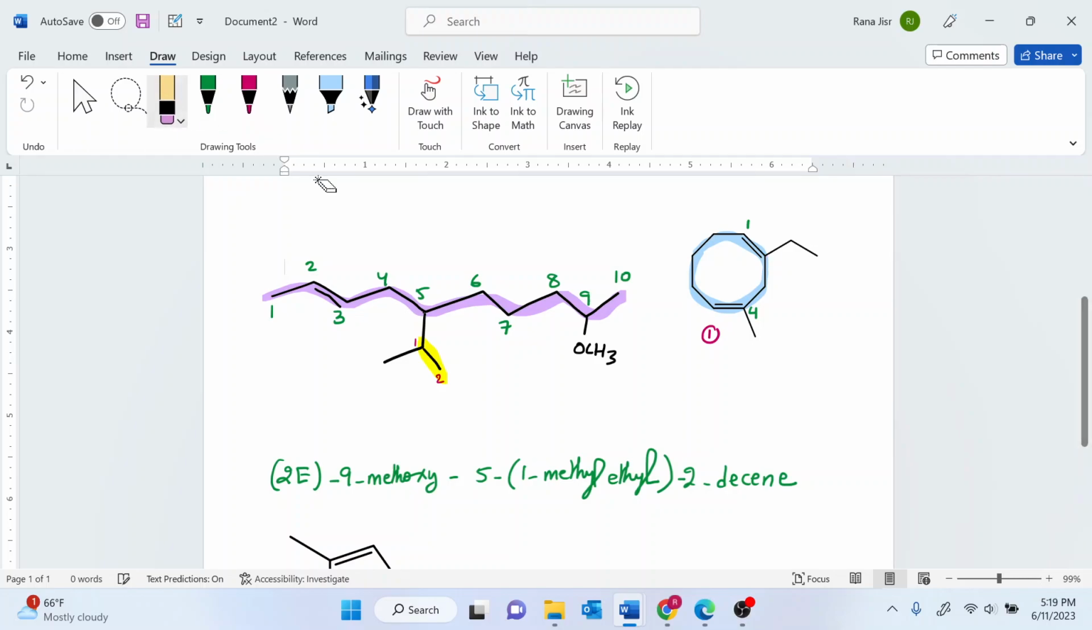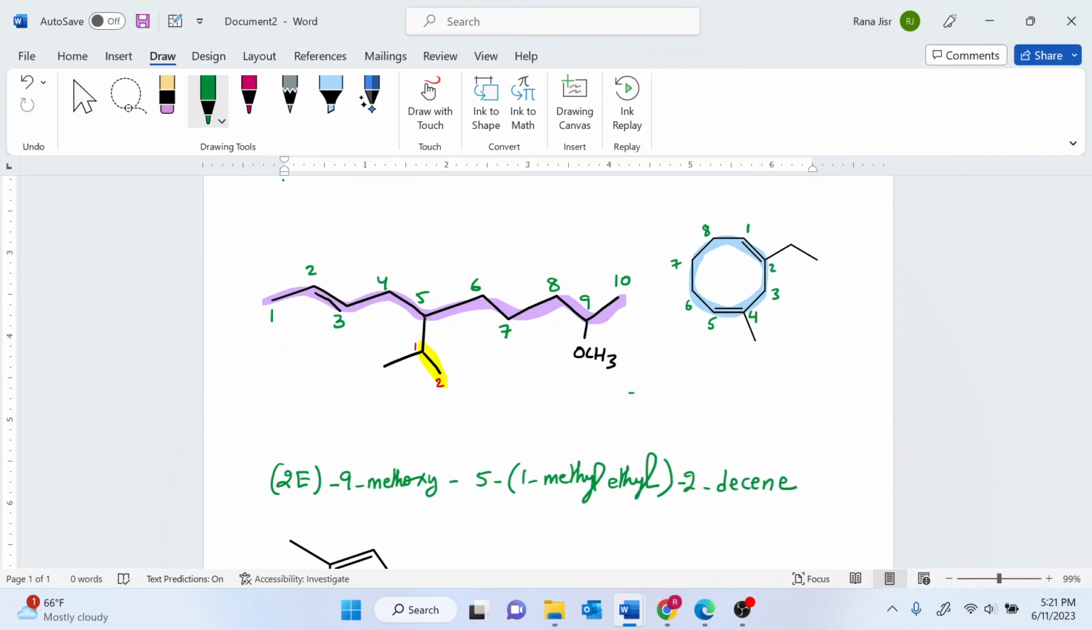So starting from this double bond, we're going to go ahead and do 1, 2, 3, 4, 5, 6, 7, and 8. So the ending is going to be 2,4-cyclooctadiene. You have two double bonds, and this is the prefix di, and each double bond has a number. And then on the second carbon, you do have an ethyl group. And on carbon number 4, you do have a methyl group.